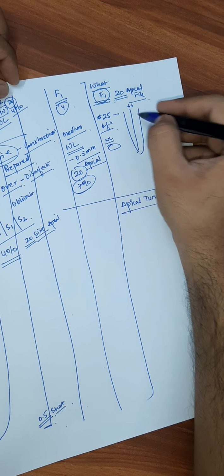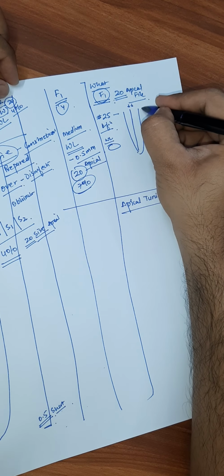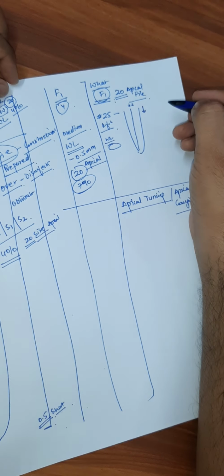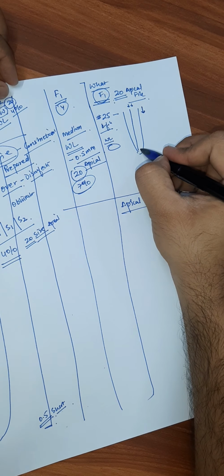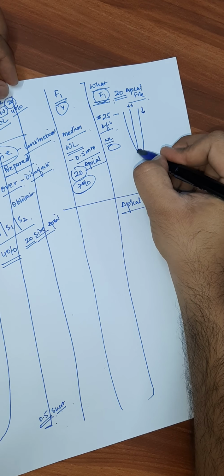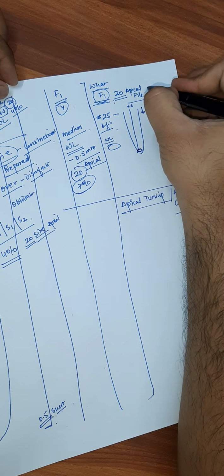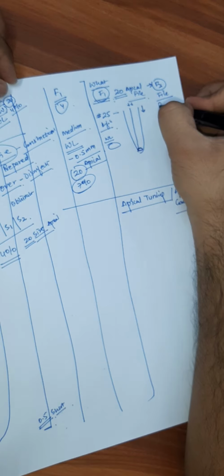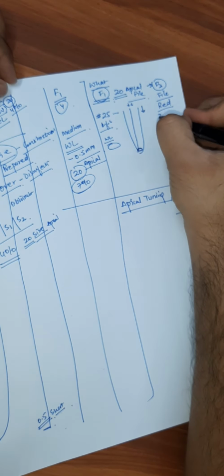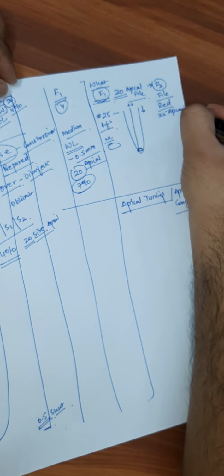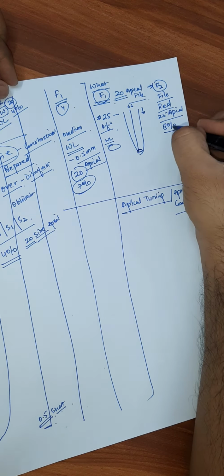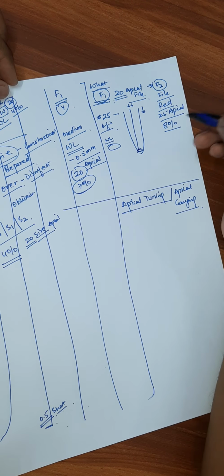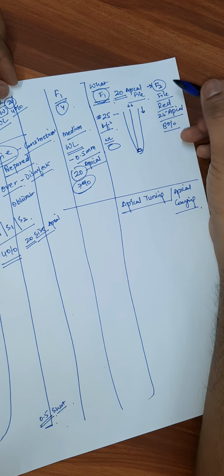So in case you feel that your 25 number file has slipped beyond your stopper, that means your apex is naturally of a bigger size and you have to move on to the F2 file. F2 file is red in color. It is 25 apical size, but the taper is 8%. The initial 1/3 taper is 8%. So now you have to use F2.